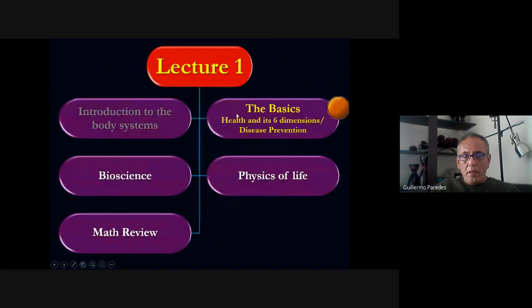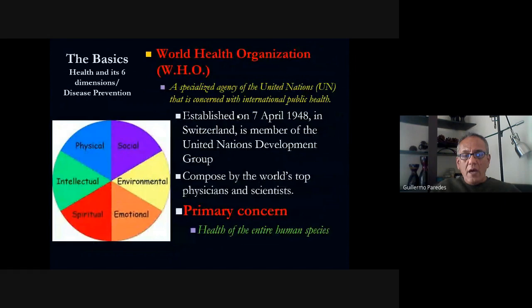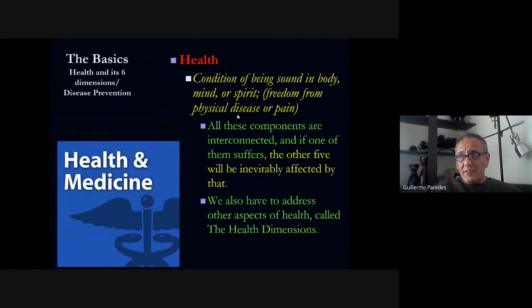All right, so let's talk about basic health and its six dimensions, disease and prevention. I want to go into the definition of health and wellness. We have two terms, health and wellness. Health is basically the lack of abnormalities in your anatomy and physiology. So what is an unhealthy patient? An unhealthy patient is one where the function of an organ or many organs, or the anatomy of organs or systems, is abnormal. When the organs, anatomy or physiology are away from the normal, that is considered unhealthy.